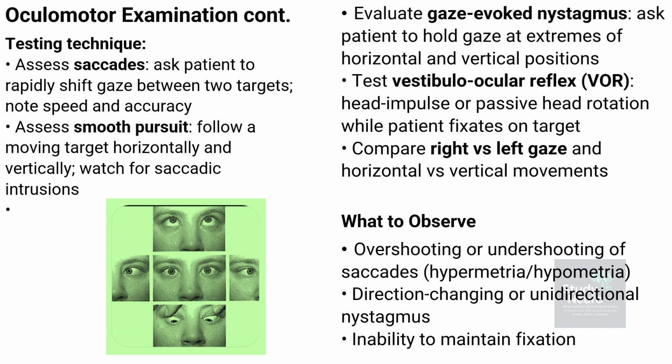Finally, test the vestibulo-ocular reflex by gently moving the head while the patient keeps their eyes fixed on a target. The eyes should remain steady despite head motion. Failure to do so suggests impaired cerebellar modulation of vestibular input. Together, inaccurate saccades, disrupted pursuit, and gaze-evoked nystagmus point to cerebellar dysfunction, not primary ocular pathology. These signs are subtle, but they are powerful localizers when interpreted correctly.